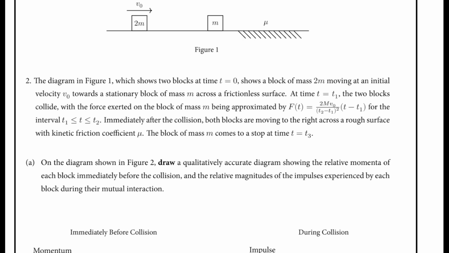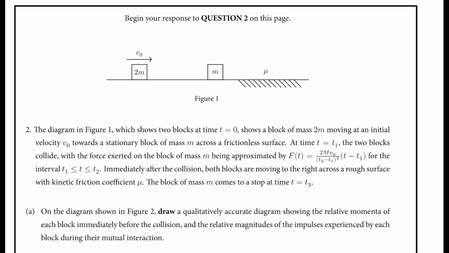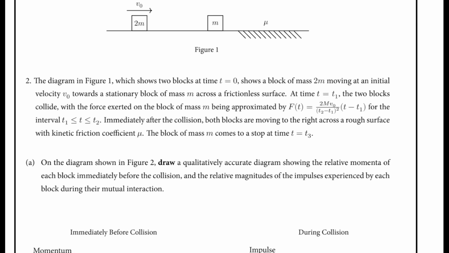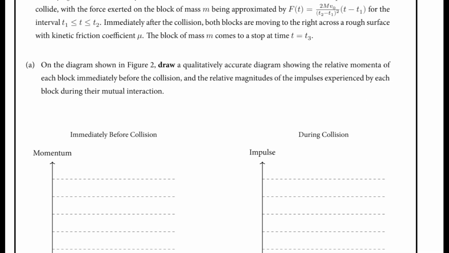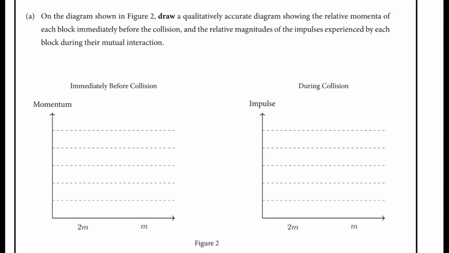And it does tell us immediately after the collision, both blocks are moving to the right on a friction-filled surface, and the block of mass little m comes to a stop at time t equals t3. So the TBR question is worth 12 points because it has you do a whole bunch of different skills. And the first of which is drawing a diagram of representation. So on the diagram below, draw a qualitatively accurate diagram showing the relative momenta of each block before the collision and the relative magnitudes of the impulses during the collision.